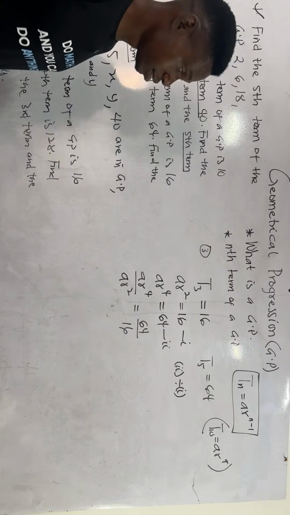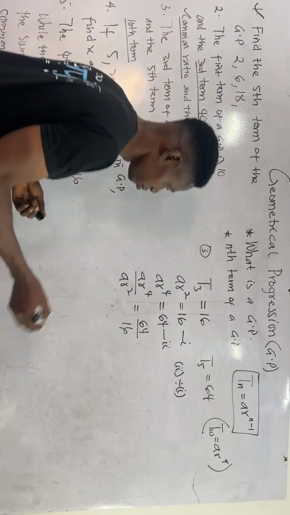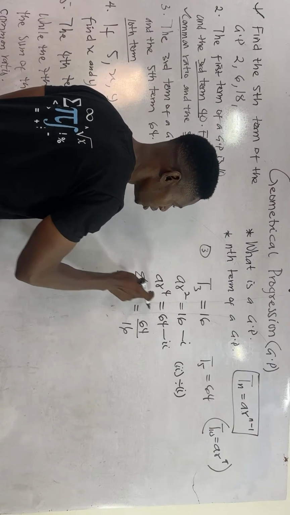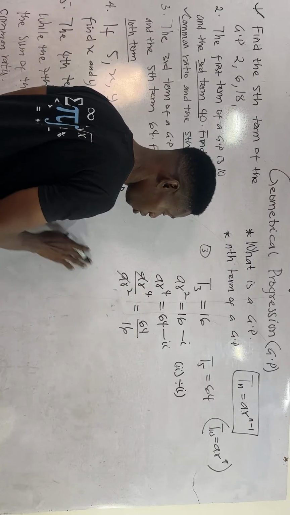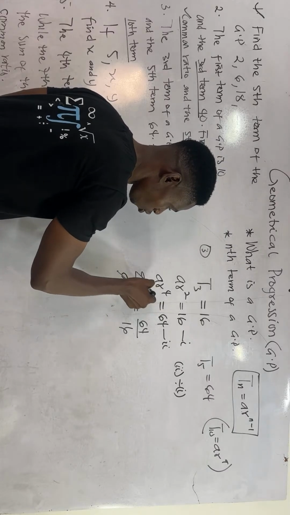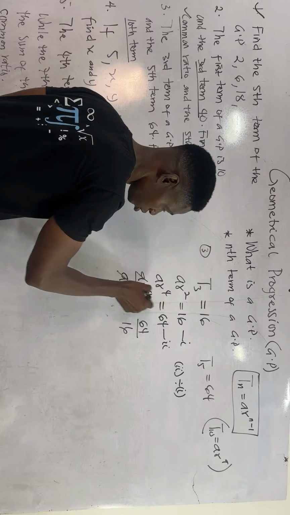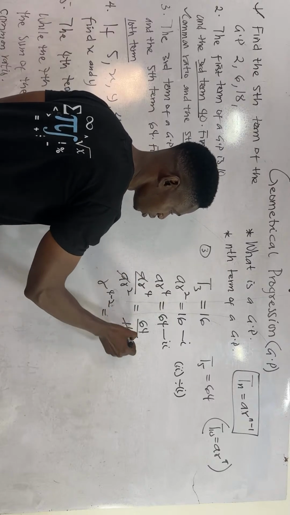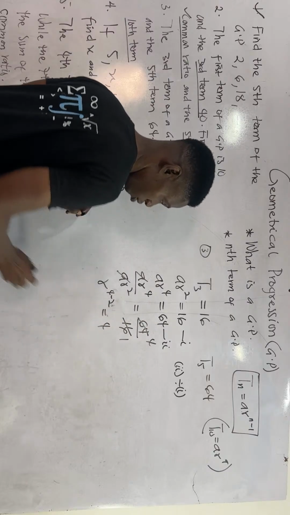This is clear, right? Now, obviously, A can cancel out A, right? So R^4 divided by R^2. Remember our second law of indices, the division law. Once the numbers are the same, you subtract the powers. So R^(4 minus 2), right? Equals 64 divided by 16, which is 4.